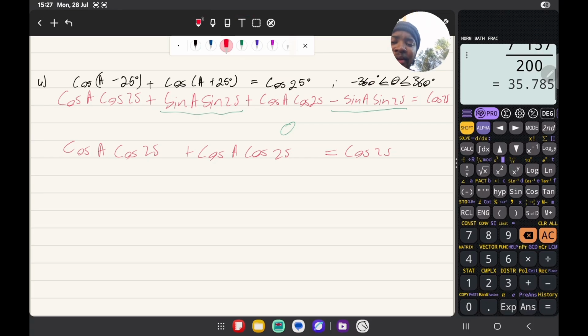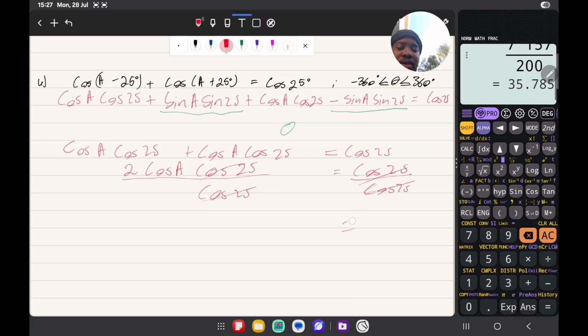And this side you have cos A, cos 25 divided by cos 25. You see, this one was low-key. Actually, let's also divide by 2. This one was quite straightforward. So cos A equals 1 over 2.